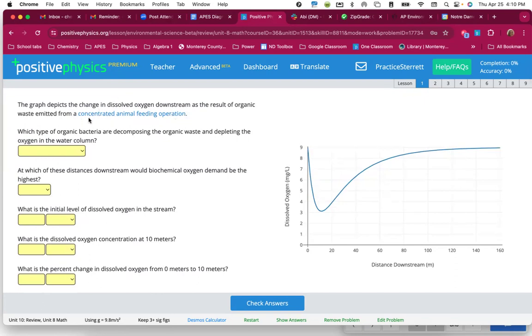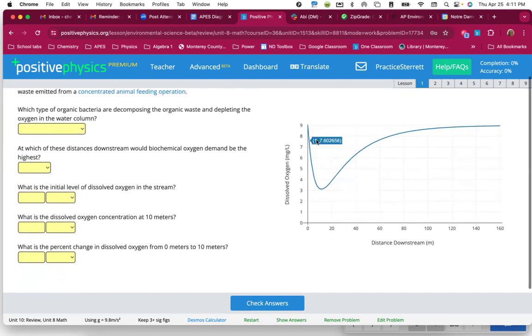This one says it's downstream from a concentrated animal feeding operation where we would have this dip in dissolved oxygen because of the biological oxygen demand of aerobic bacteria. So there's some of this content knowledge as well. And so we're going to look for some of these questions as content review. And where is the biochemical oxygen demand the highest? It would be here at the 10-meter mark, where it's inverse to the dissolved oxygen. So we're reviewing this content.